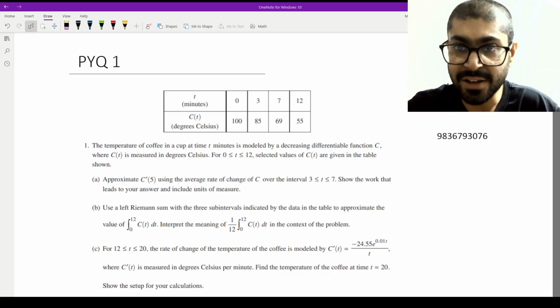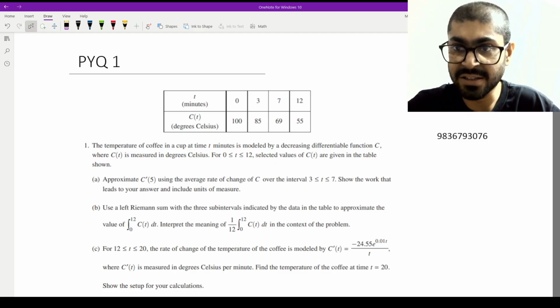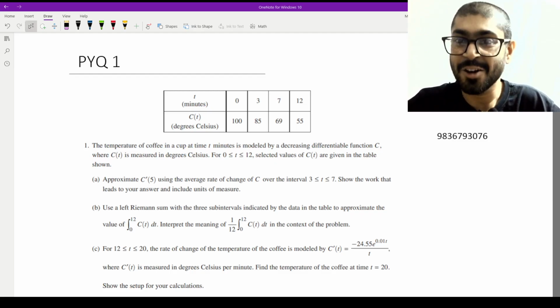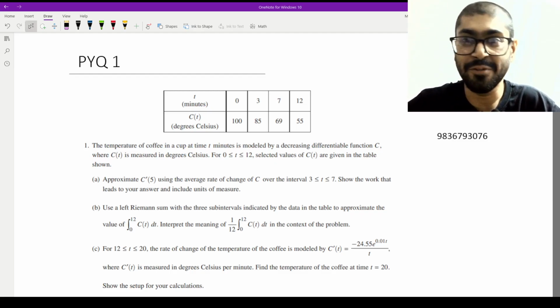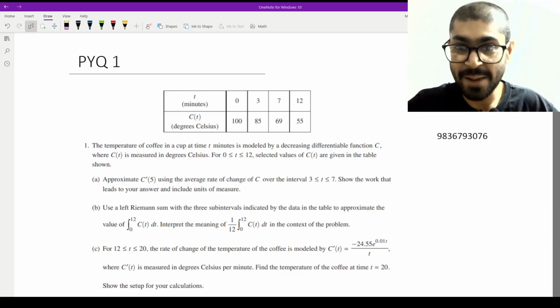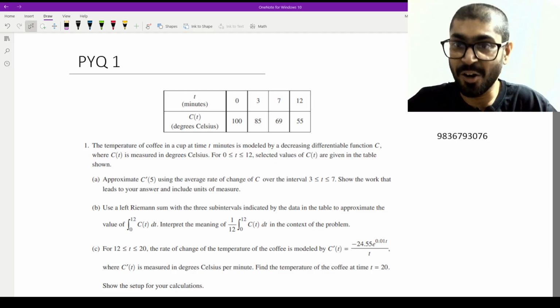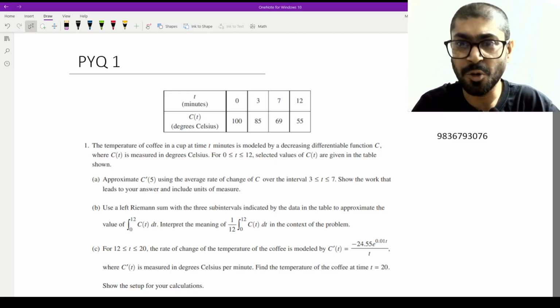At time 3 the coffee temperature is 85 degrees Celsius. Probably that would also cause scalding of your tongue if you drank it accidentally. At time 7 the temperature is 69 degrees Celsius, and at time 12 the temperature is 55. Still not drinkable, right? You have to keep it for quite a bit more so that it becomes comfortable to taste, because extremely hot food will first of all scald your tongue, and second you will not enjoy the flavor of it.